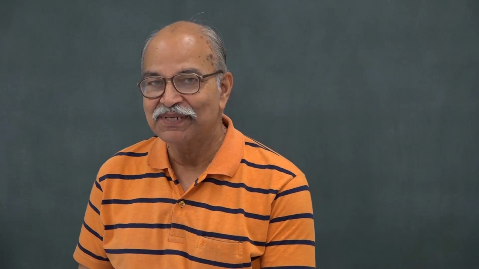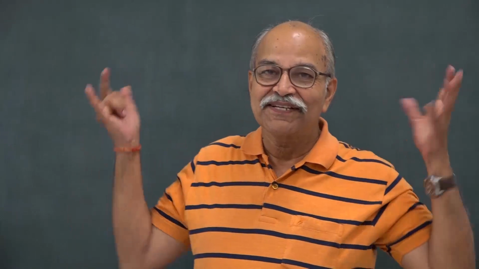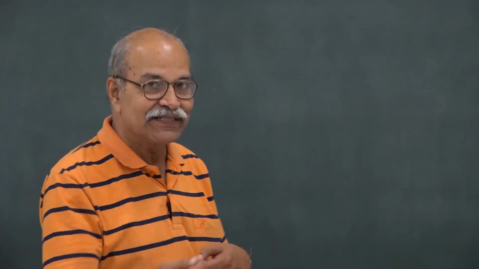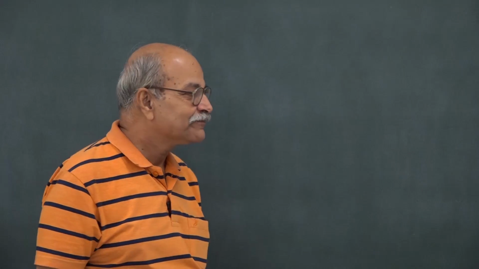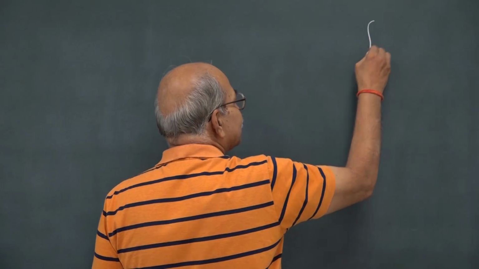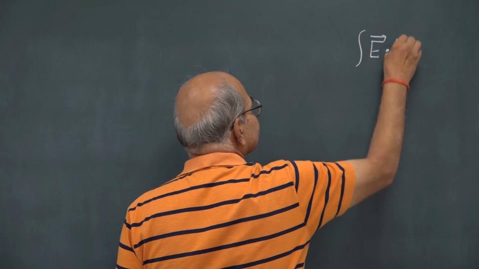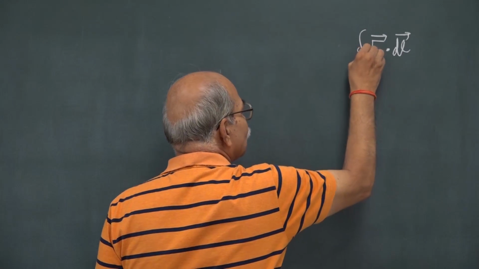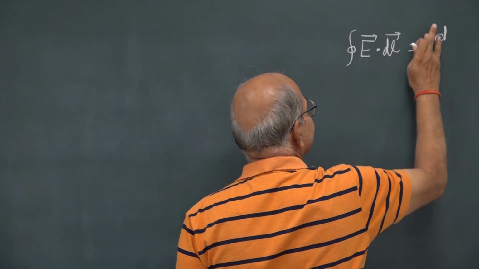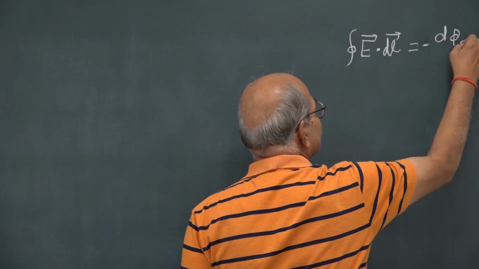It is a wonderful question, very good question, and it needs a lot of understanding of what EMF is and how it is related to the flux. See, the basic Faraday's law is that if you integrate E dot dl on a closed loop, that is minus d phi dt. This is the flux of the magnetic field.